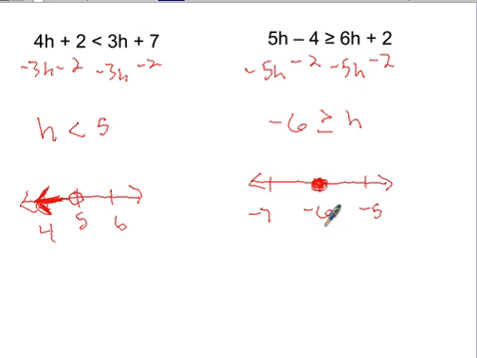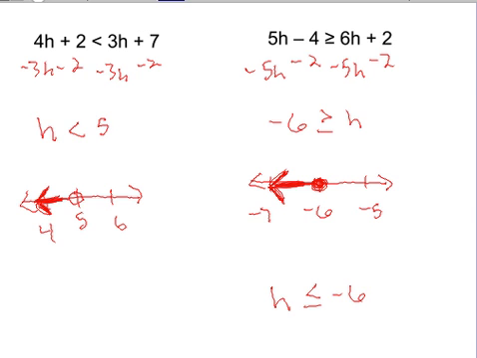H is less. Negative 6 is bigger than h. If you flip it around, h is less than or equal to negative 6. So if you flip it, you have to flip everything. You can't just change sides like you can with an equal sign. So h is less than or equal to negative 6. You have to watch out for that. If the variable ends up on the right side, that gets confusing.